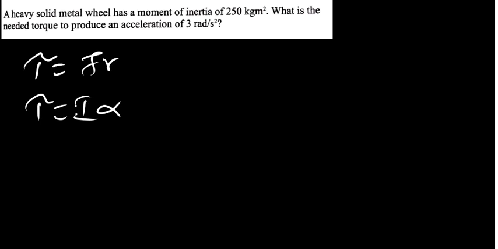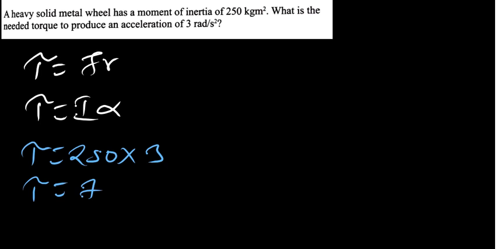I believe we talked about torque. We said torque is given by Fr. Another formula for torque, we said it is inertia times the angular acceleration. Now in this case, we want to find torque, and we have been given the inertia. We also have the acceleration, so I can use this formula to find the torque. So torque will be the inertia, 250, times the acceleration, 3, which is going to be 750.